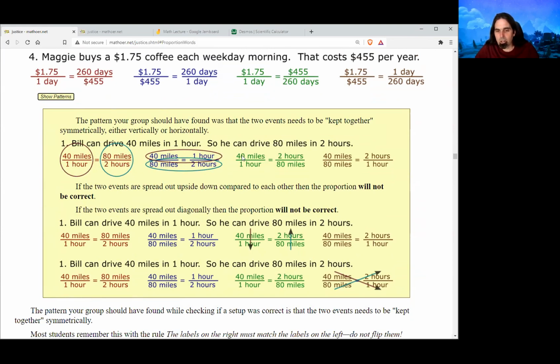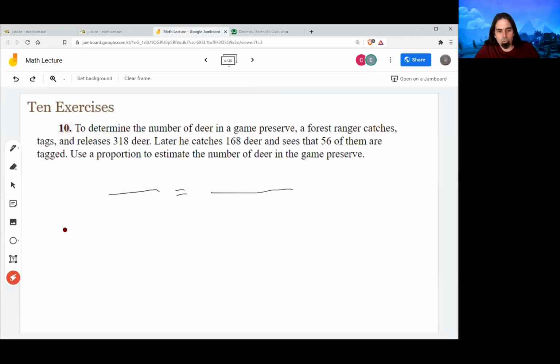You'll get something like here where 40 times 80 is different than 1 times 2 or something like that, because the hours and miles aren't matching. So we want different words where this word is the same as that one, and this word is the same as that one, and we can keep ourselves organized. Okay, so what is a situation that we should have on this side? And what's a situation we should have on this side?